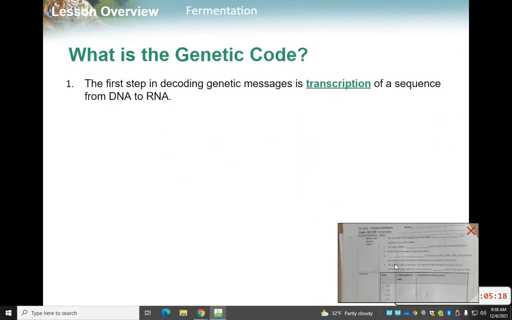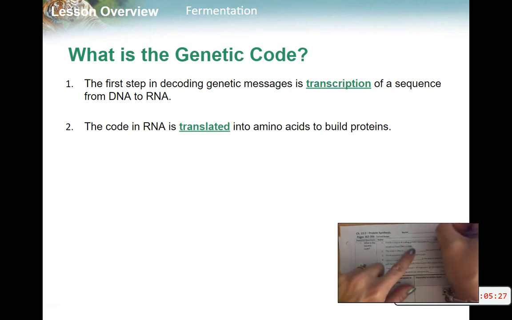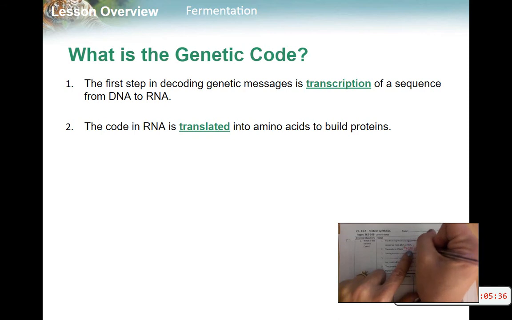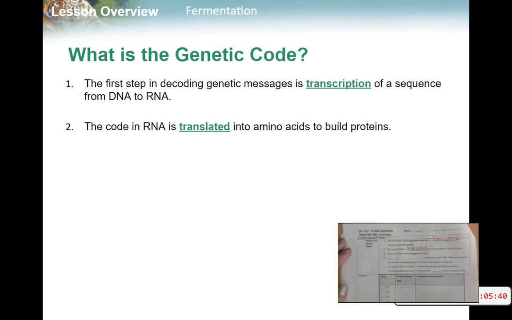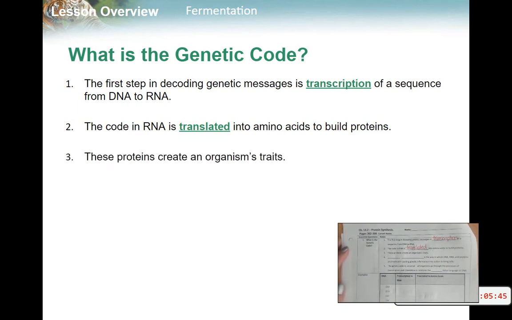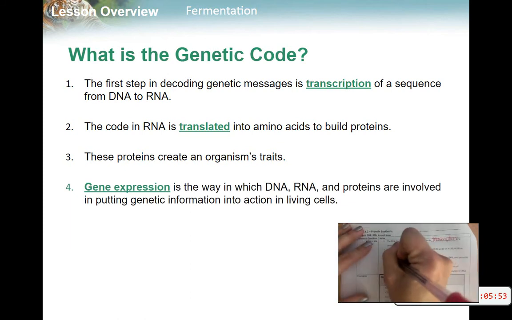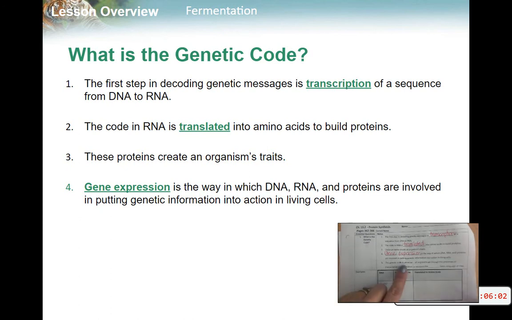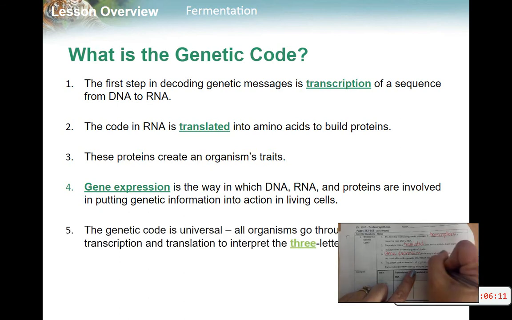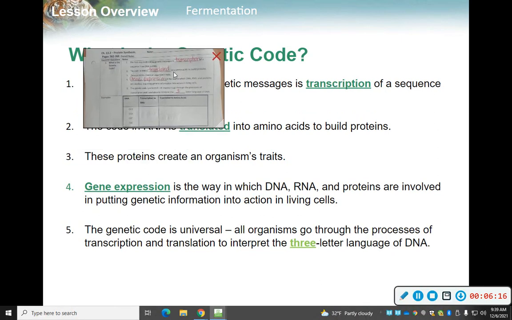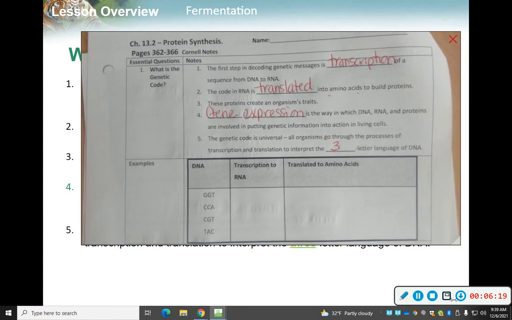So when we talk about making our protein, we are going to do the first step, which is transcription, making RNA. Then we're going to do a second step where we translate the RNA into amino acids, because remember, amino acids are the building block of proteins. And those proteins make your trait. So what we're going to be doing is either making your eyelashes, your freckles, your hair, all of the parts of your body. And that's why it's called gene expression. We express our genes by transcribing and translating our DNA. And the genetic code is universal. All organisms go through a process of it, and that process depends on 3 letters at a time. 3 letters at a time. So we're going to look and practice this 3 letters at a time.